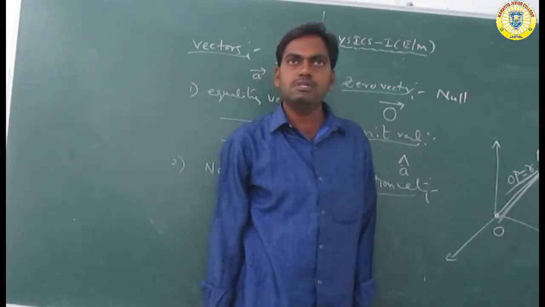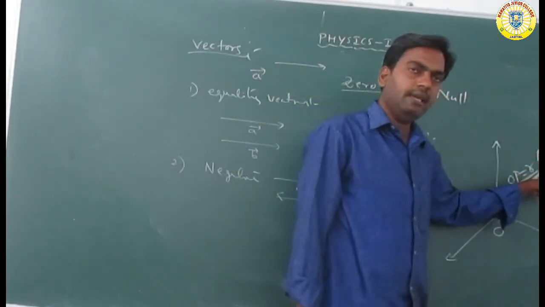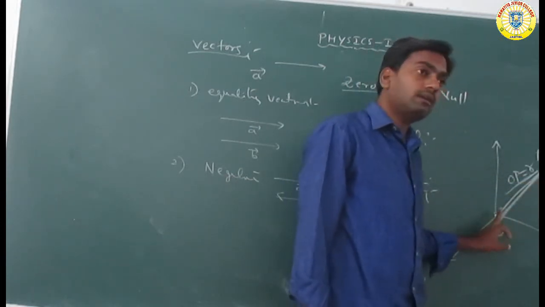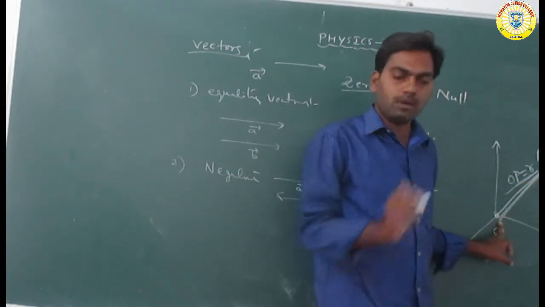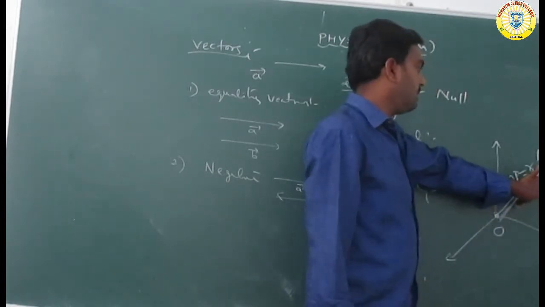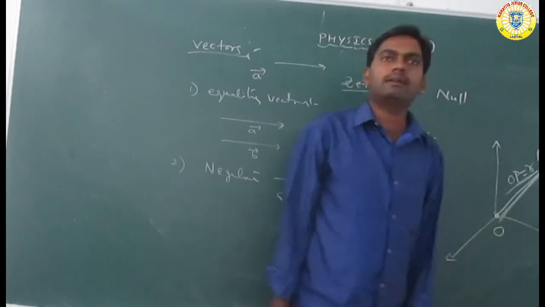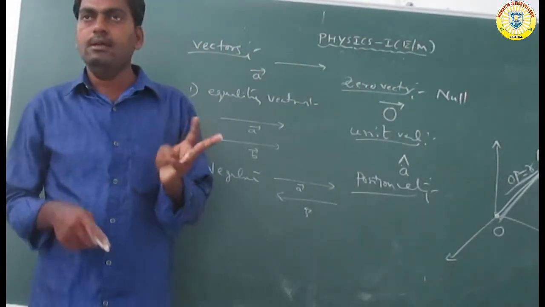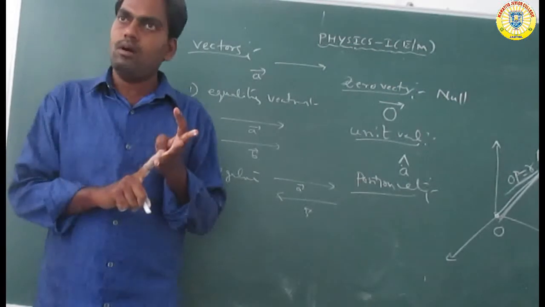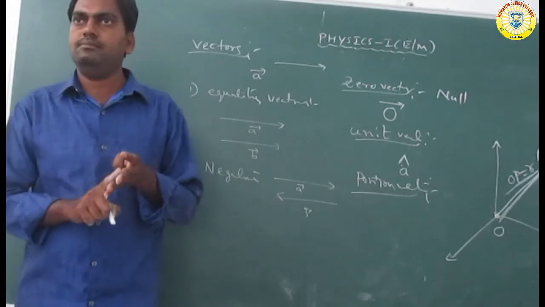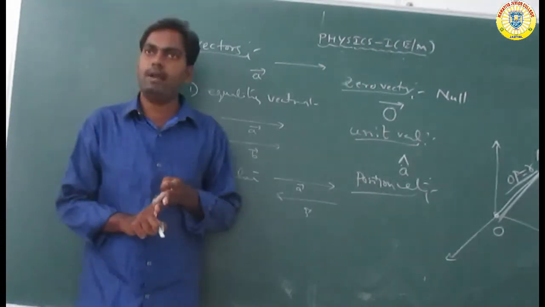What do you mean by the position vector? The point is taken, draw the line to the origin. The line drawn to the origin of the coordinate system is called a position vector. Position vector. So three types of vectors are most important: the null vector or zero vector, unit vector and position vector. Very, very important in vectors.